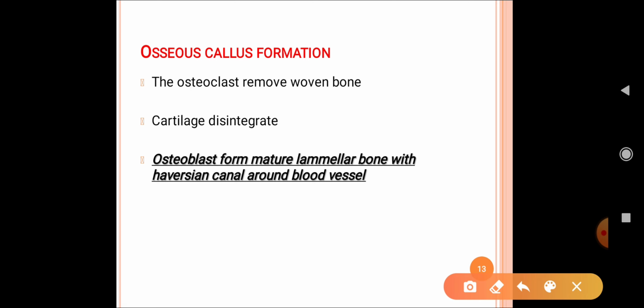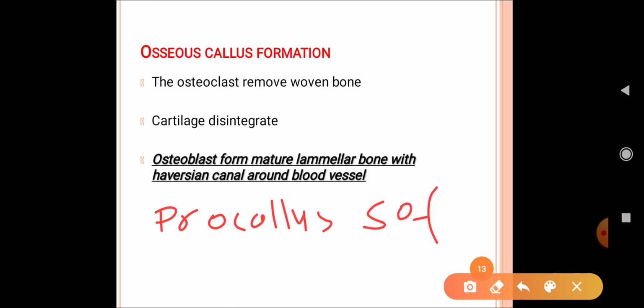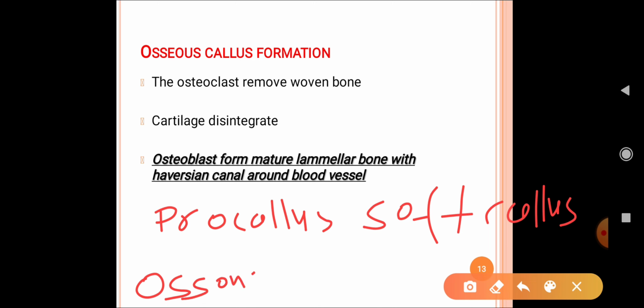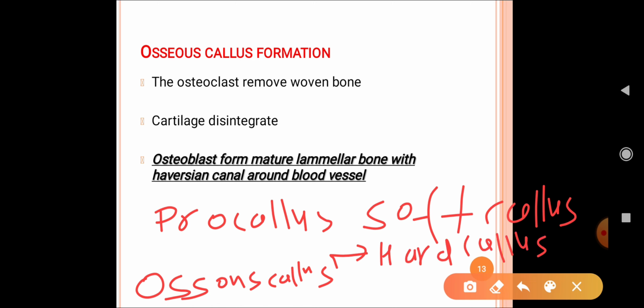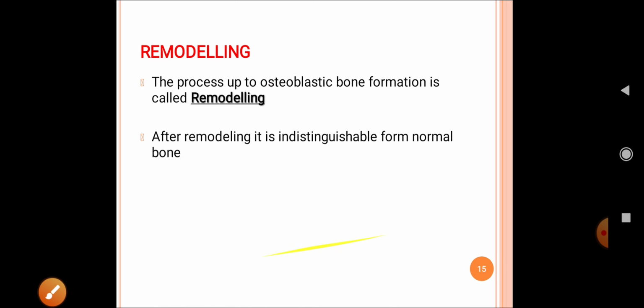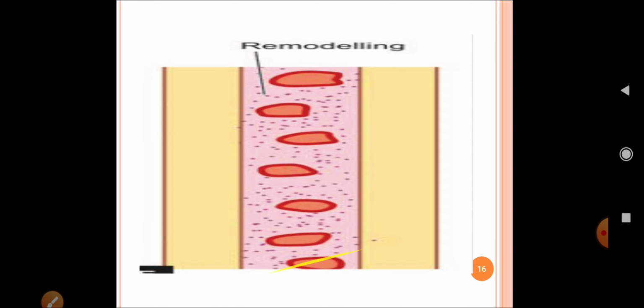Okay, one more thing I would like to add is that the procallus is also mentioned as soft callus in a few books. That will be replaced by strong osseous callus formation, and that is written in some books as hard callus. So the other names of these two, procallus and osseous callus, are the soft callus and the hard callus. So this is the osseous callus formation, and this whole process up to the osteoblastic bone formation is known by the name remodeling.